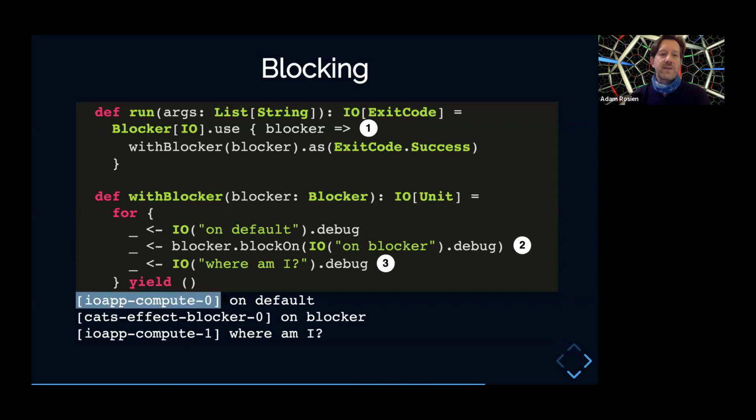So we see that we're on this. What thread are we on? We're on the IO app's default thread. And then we can see that the blocker is on a completely separate thread. These are managed totally separately. So now blocking work does not interfere with regular good old IO CPU-oriented work. And then after the fact, we're back.